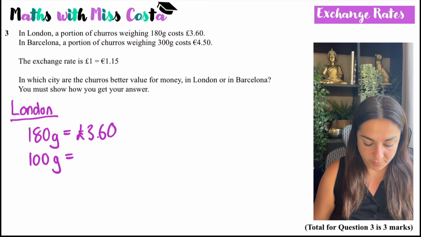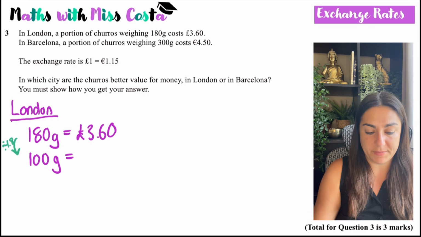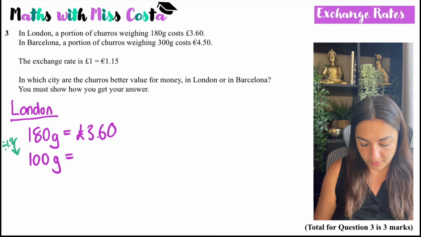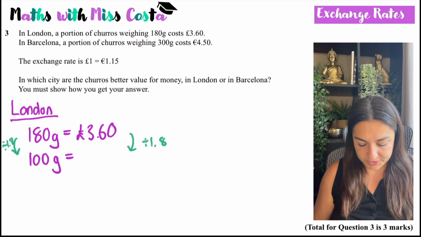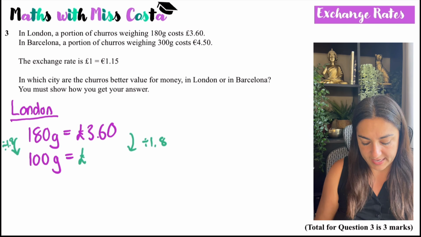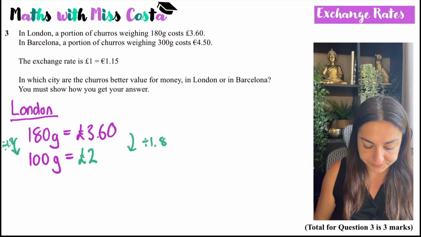So how do I get from 180 to 100? I'm going to have to divide by 1.8, and it's a calculator paper, so your calculator can do all the hard work for you. So I'm going to divide by 1.8. So £3.60 divided by 1.8 is 2. So that must mean that in London, 100 grams costs £2.